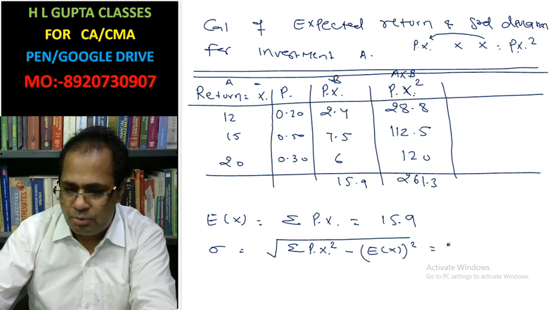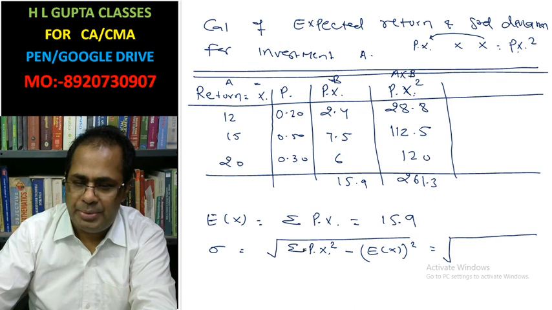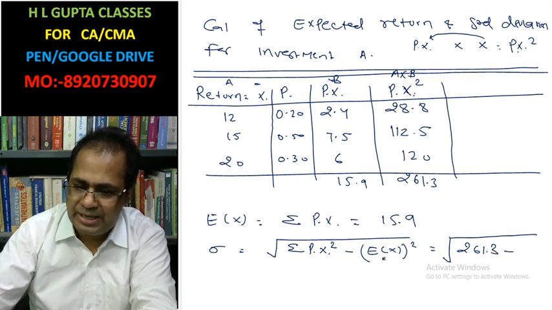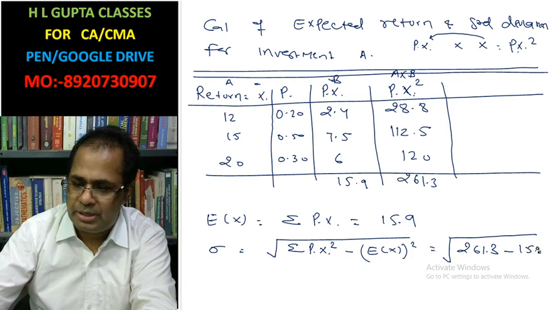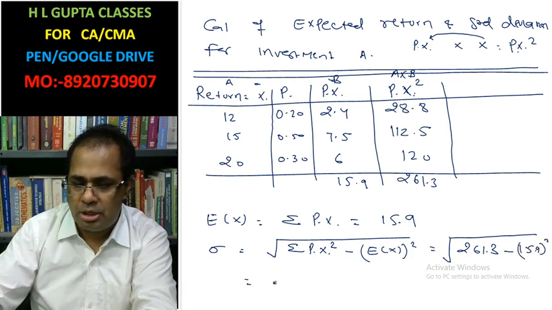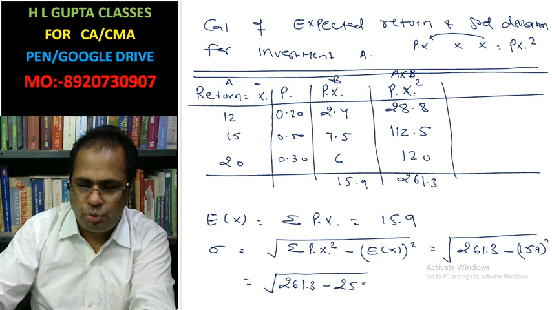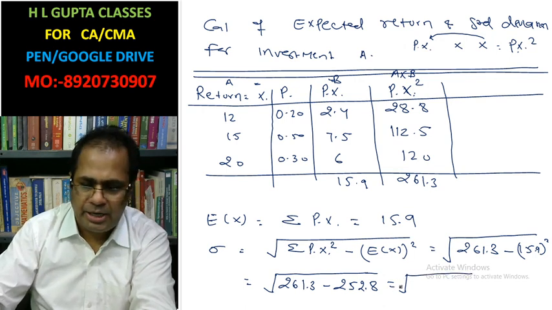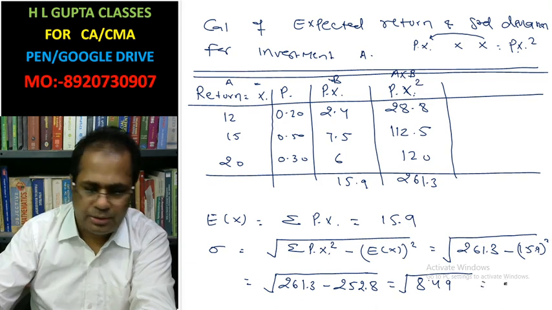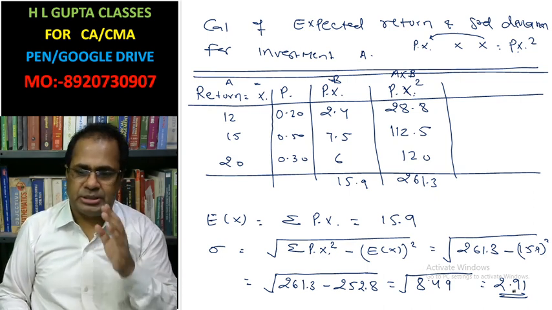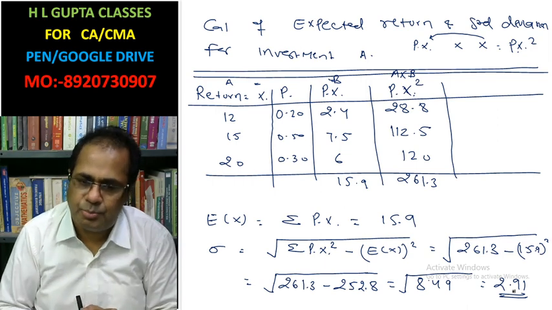you have 261.3. So now to calculate the standard deviation, you have to put the value of this PiXi square. The sum of this is 261.3 minus expected X. Expected X is 15.9, this is your whole square. Ultimately this comes to 261.3 minus 15.9 whole square, which is 252.8. After subtracting you will have 8.49, and the root, 2.91, is the answer. Okay, this is the expected return and standard deviation for investment A.